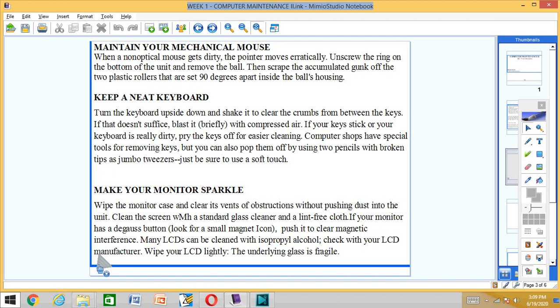Next, make your monitor sparkle. Apply alcohol called isopropyl, for example, on a soft cloth and use it to wipe the body of the monitor and the screen. Do not apply so much pressure on the screen to avoid damage, as it is fragile.